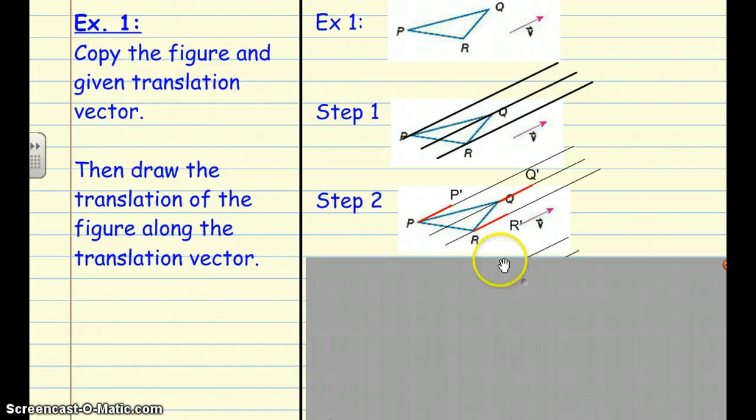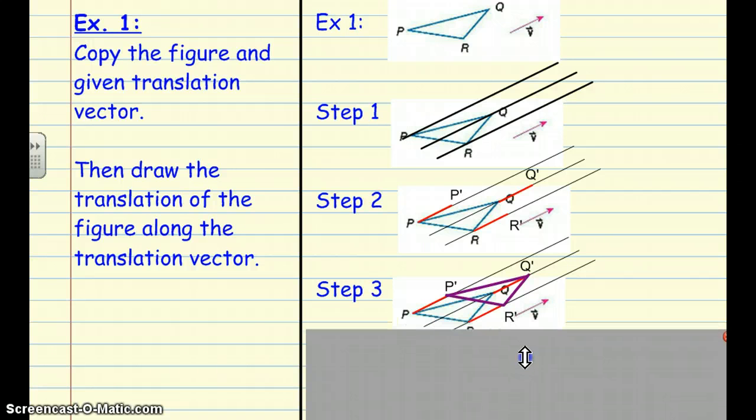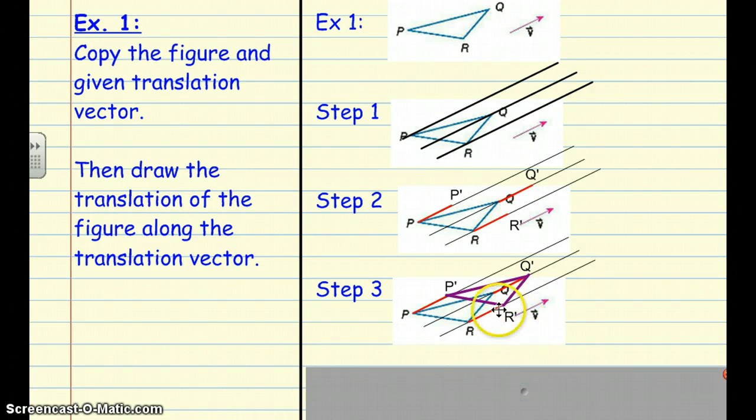Then step number 3, I'm just going to connect those image points to make my image. As you can see, the original one is this bluish teal color, and then all I've done is create P prime, Q prime, and R prime by connecting the ends of each of those vectors. So that's how you can translate a figure using a vector that's not on a coordinate plane.